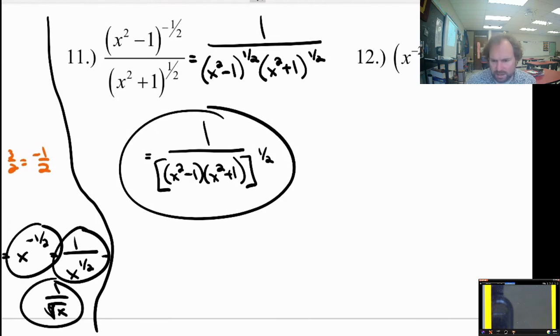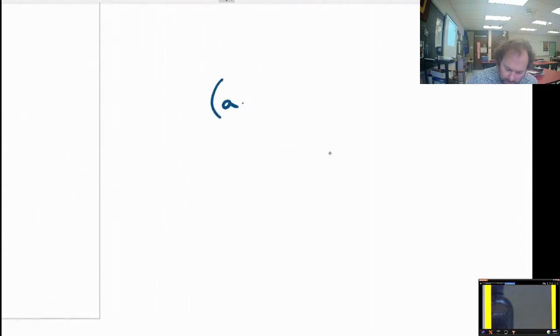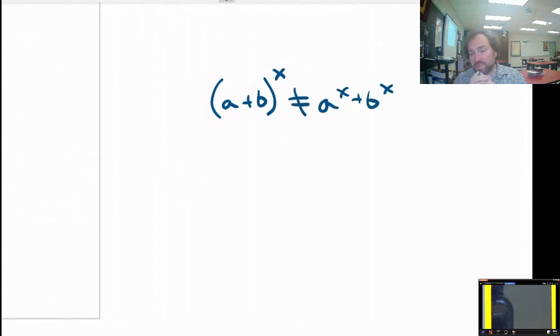I'm going to take a minute to talk about a really common math mistake you'll see in all sorts of high school and college students, myself included. A plus b to the x power is not equal to a to the x plus b to the x. If you don't believe me, literally pick any 3 numbers for a, b, and x, and it will almost never work. It doesn't happen that way.